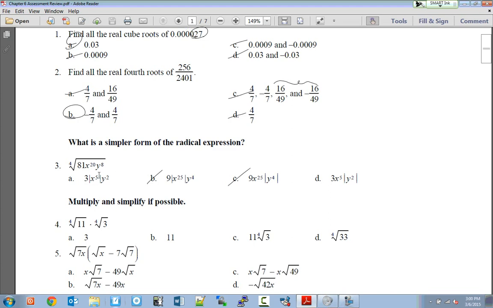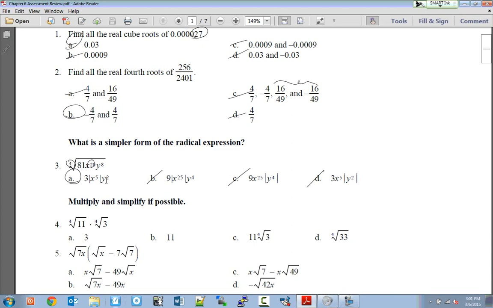So now we're down to: is it the absolute value of x to the 5th y squared, or x to the 5th times the absolute value of y squared? Well, since our index is even and our exponent here is even, when we take the fourth root of x to the 20th, we're going to need absolute value bars. Anytime the index is even and your exponent is even, you have to include the absolute value bars. So 20 divided by 4 is 5, so that means the answer is A, because you have to have the absolute value of x to the 5th.